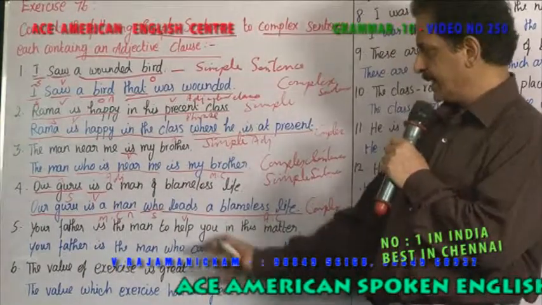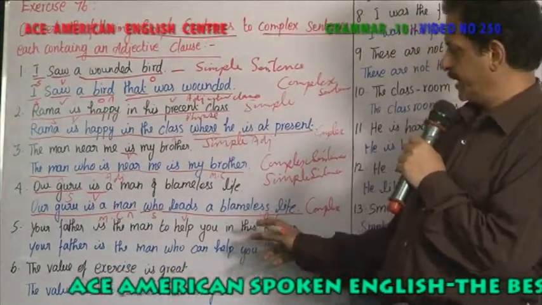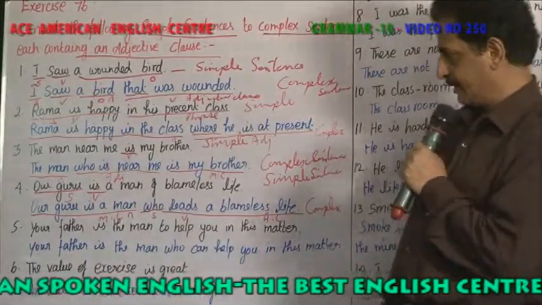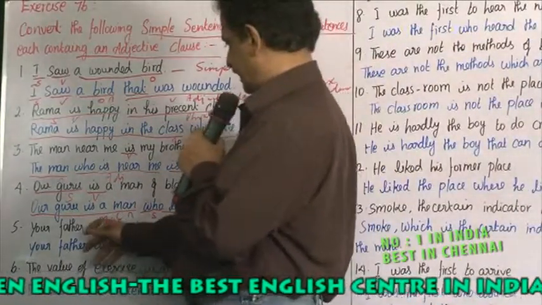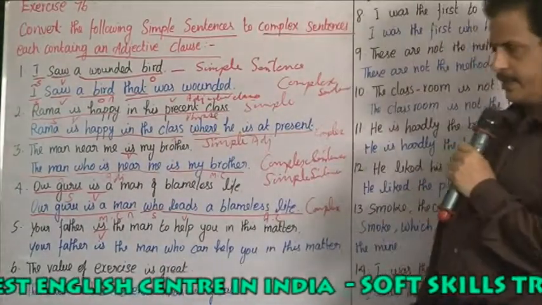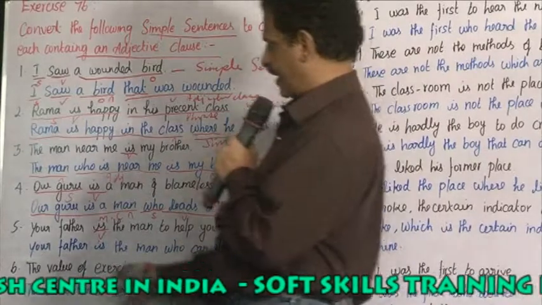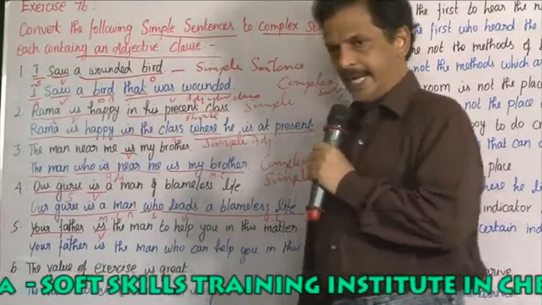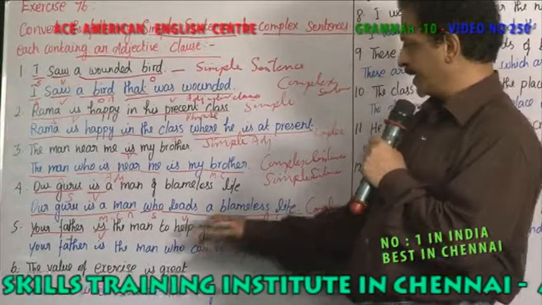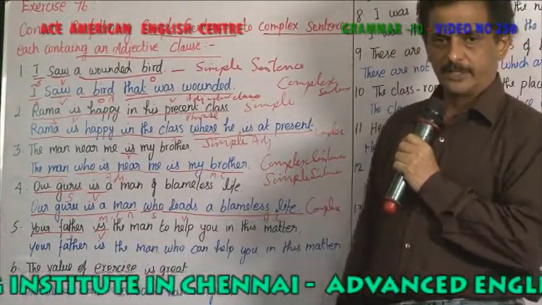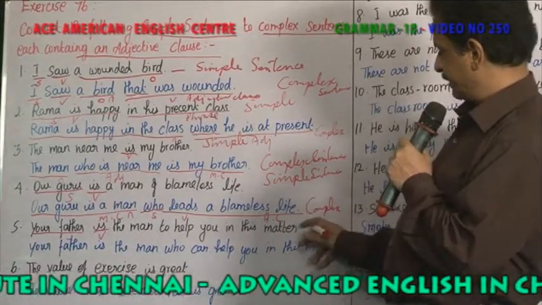Your father is the man to help you in this matter. Only your father can help you in this matter, right? Which is the verb here? "Is" is the only verb. What is the subject here? Your father is the subject. Your father is the man to help you in this matter. "To help" is not a verb. "To help" is an infinitive, because "to" comes in front. So this is a simple sentence.